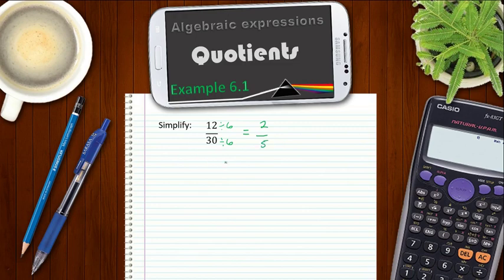Now, if I don't see 6 immediately, for example, I can say 3 can go into both of them. So if I say 12 over 30, and I say, okay, divide by 3 top and bottom, then I have 4 over 10. And then I can see it's still not in its simplest form because both of them are even. So that means that 2 can go into both of them. So that's divided by 2 top and bottom. And that gives me 4 divided by 2 is 2 over 5.